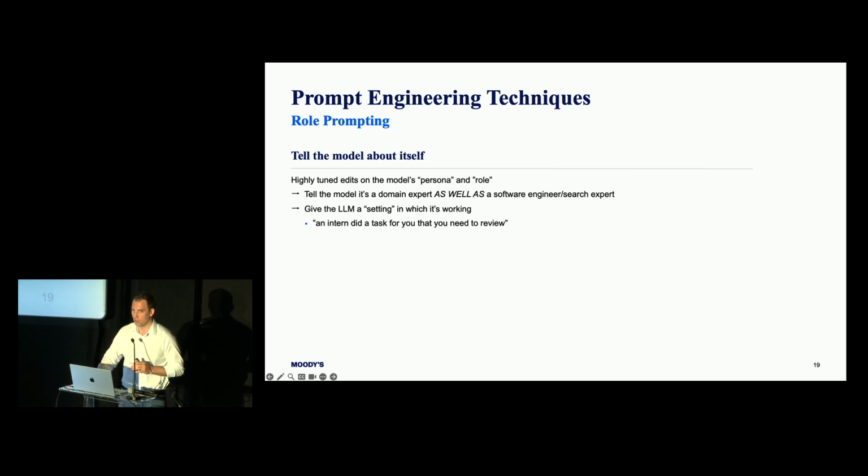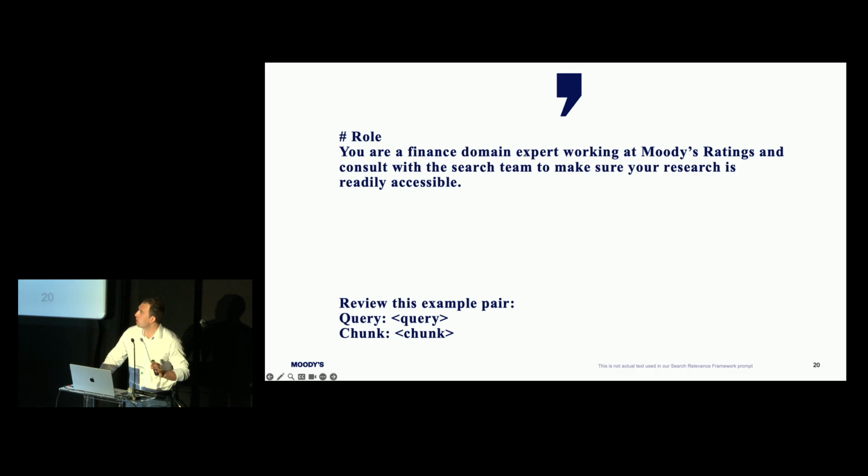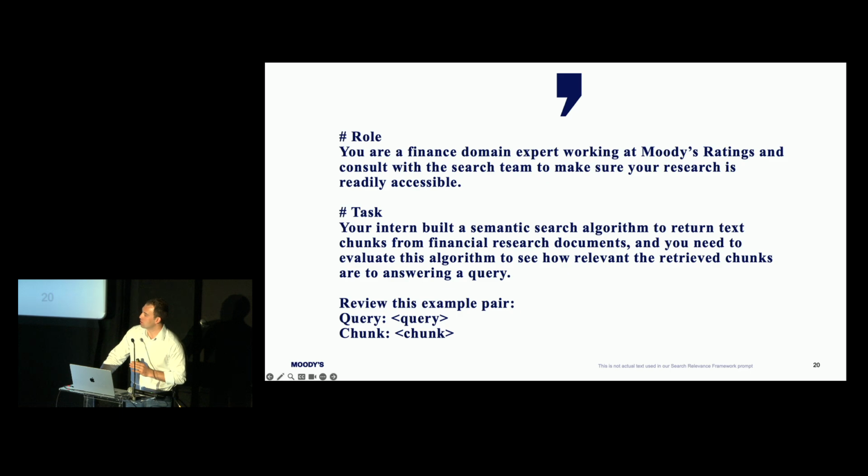The other one with role type stuff is that you give it a setting. So the setting we realized works is, hey, you have a dumb intern that made an algorithm, and you need to make sure that it works properly. And saying, hey, you're in a reviewing role rather than you are the only one doing this role also gave us pretty impressive performance boosts. So what might something like that look like? We still have our query chunk pair. We still say, hey, at the end of the day, you need to tell us if this is correct. But now we also have you're an analyst at Moody's Ratings, and you also have a dumb intern that made an algorithm, and we need to make sure that it works properly.